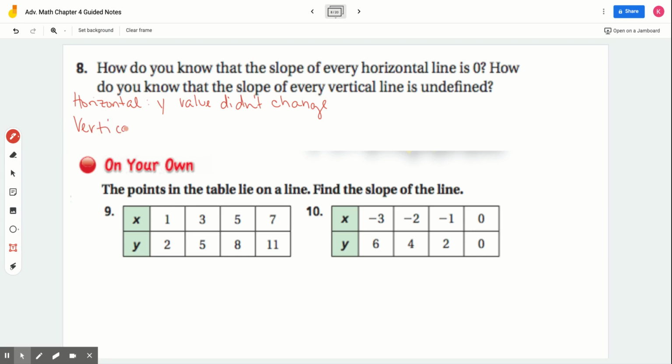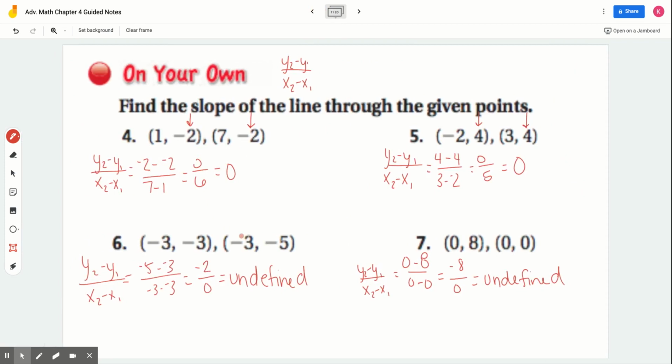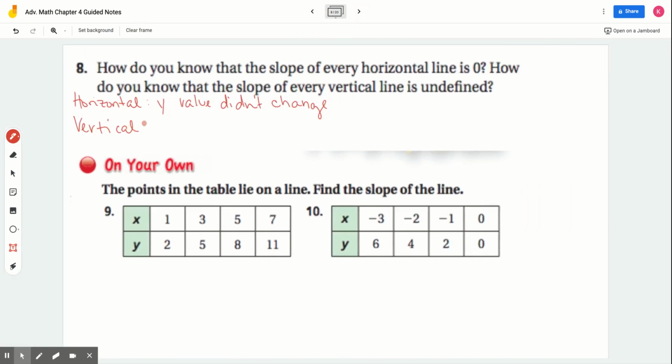Now, what do you think we knew about the vertical lines? How did we know that the vertical line was going to have a slope of undefined? Well, if we look back here, the x value did not change. So we can write that in here. For a vertical line, the x value didn't change.